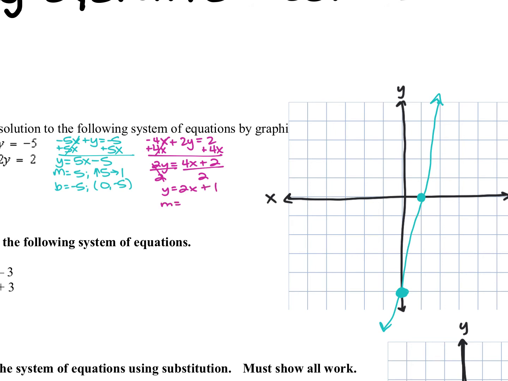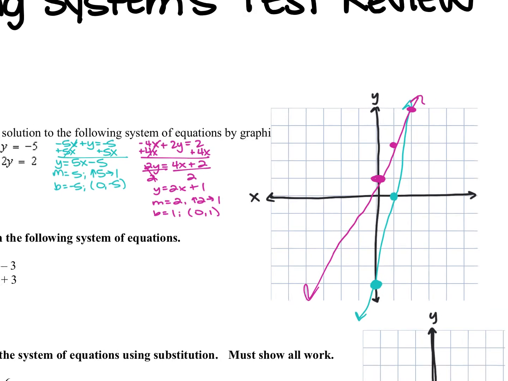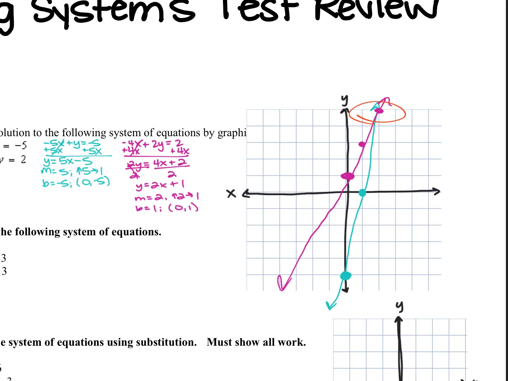So for this one, our slope is 2, which means we're going up 2 to the right 1. And our b is 1, so we're starting at 0, 1. So 0, 1 is here. We go up 2 to the right 1, up 2 to the right 1. We're going to have a line that looks similar to this. So the point where these two intersect or cross is where our solution is. So in this case, it is 2, 5.